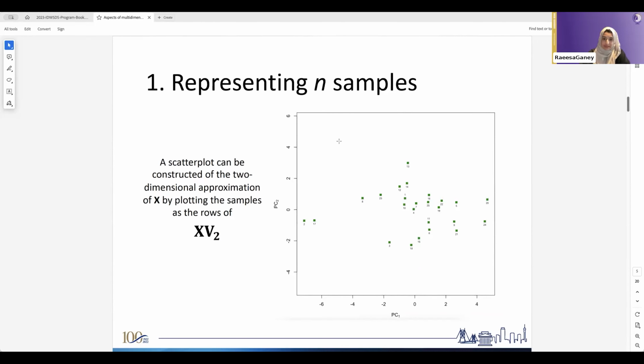So to represent the n samples, as I said, in a biplot there's 2 things: representing samples and representing variables. To represent the n samples, you will then have those projections, so you're putting it flat. And these are then the 25 samples, which are just the rows of our X matrix multiplied by the first 2 columns of the V matrix.